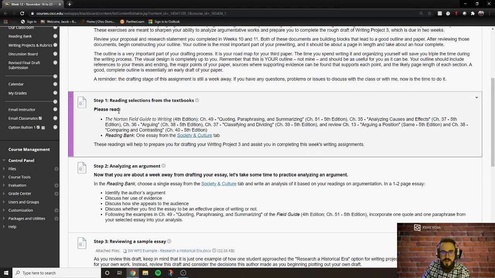For step 1, we have some readings from your textbook that I'd like you to at least skim. So we have chapter 51 in the 5th edition, which is quoting, paraphrasing, and summarizing. Chapter 37 in the 5th edition, which is analyzing causes and effects. Chapter 38, which is on arguing. Chapter 39, classifying and dividing. Chapter 13, which is arguing a position, and Chapter 40, which is comparing and contrasting.